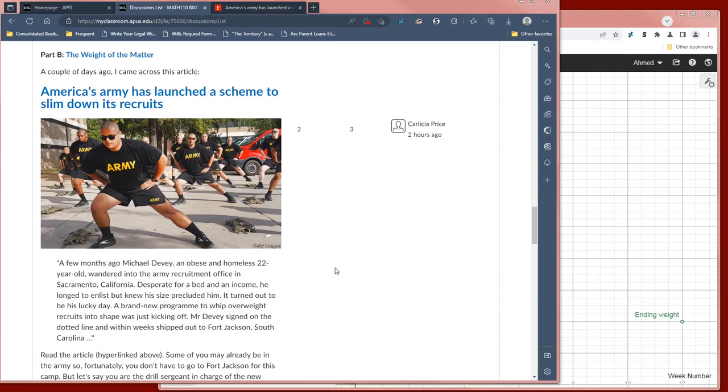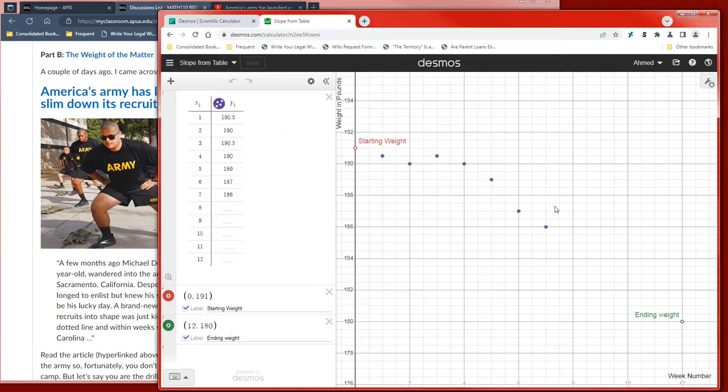Hello, everybody. This is to help you with a portion of this week's discussion, which is about the weight of the matter. The graph for Mr. DB Jr. is given here. I've shared the URL of this graph with you so you can play with it directly.